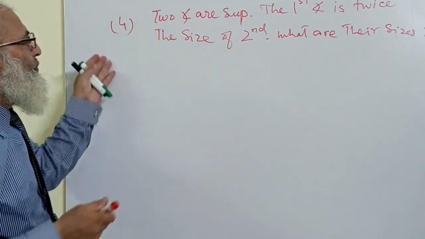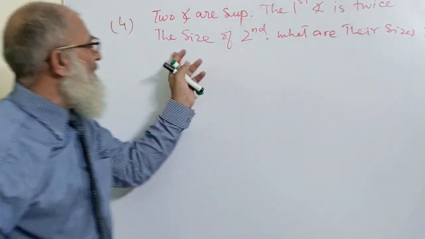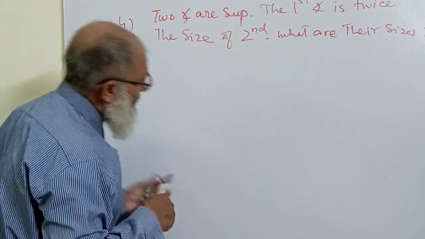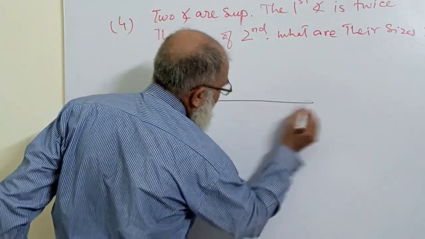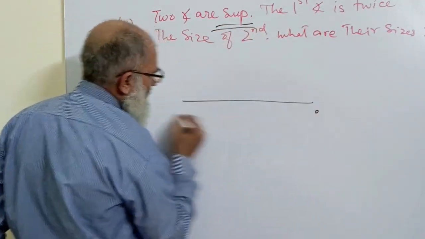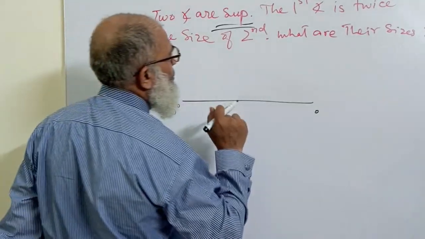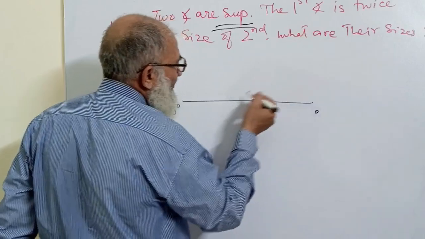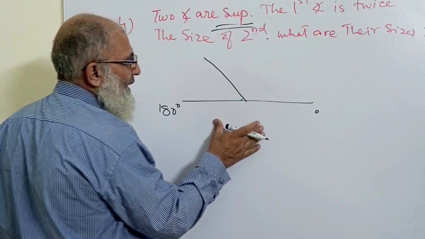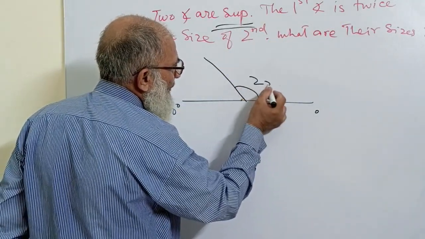Now dear students, question number 4 is given. Two angles are supplementary. The first is twice the size of the second. Very simple. You see that these are supplementary angles, and we know that supplementary angles consist of 180 degrees. It is well known to you. Now the first angle is twice. This is the diagram which I have drawn. Now this is 2x and this is x.